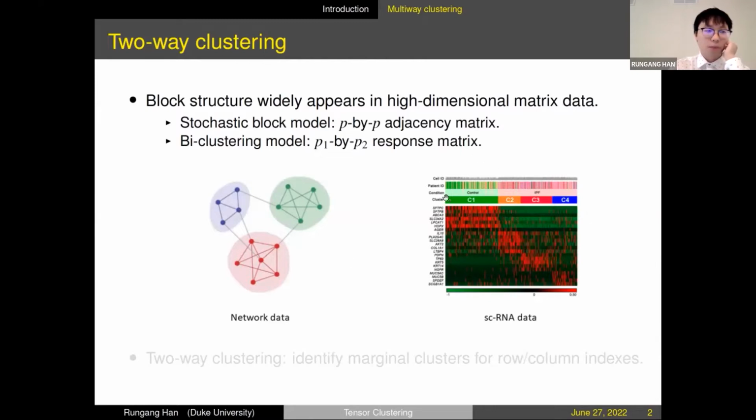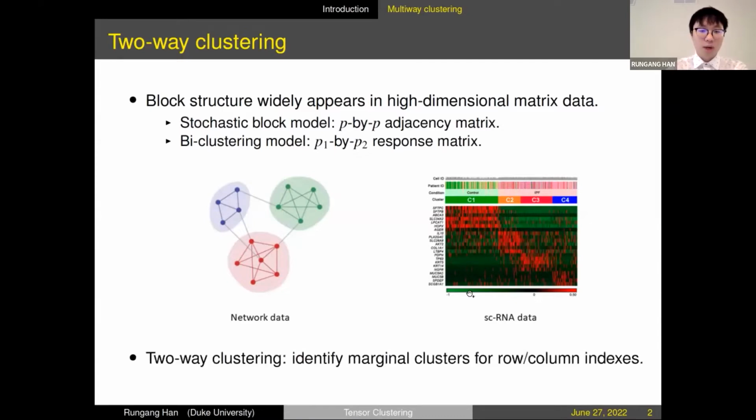For example, in the right panel, we have this example from single-cell RNA analysis, where we have the gene expression matrix with different genes at different rows and different cell lines at different columns. It is interesting to analyze this kind of data by identifying the block structure so that we can better understand the differential gene co-expression pattern. In general, two-way clustering aims at identifying the marginal clustering for row and column indices from the matrix data.